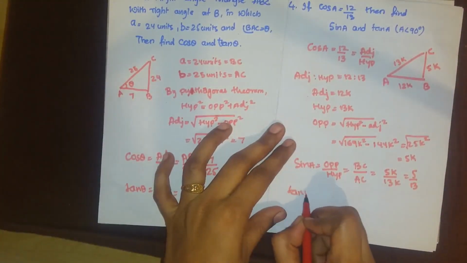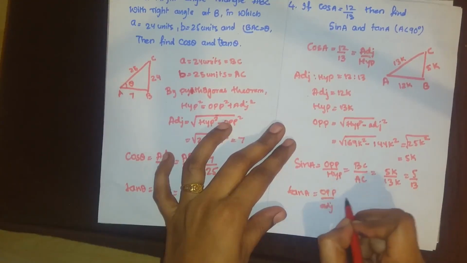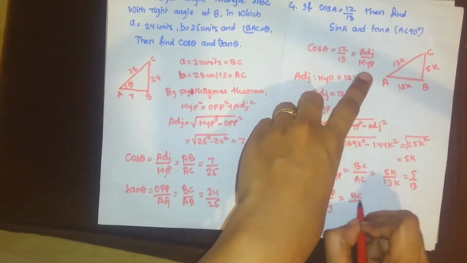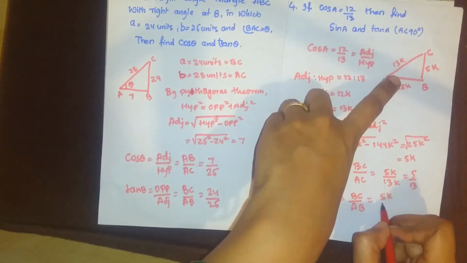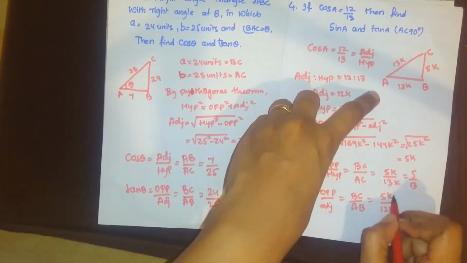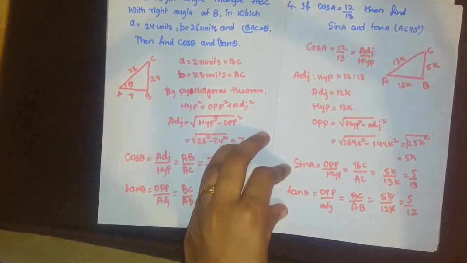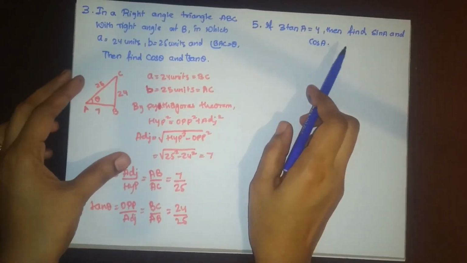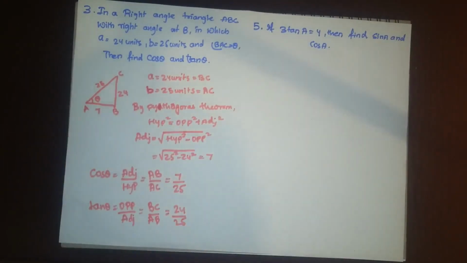And now tan A is opposite divided by adjacent, where opposite is BC and adjacent is AB. BC is 5k and adjacent is 12k. This is equal to 5 by 12. Let's move to the next problem. If 3 tan A is equal to 4, then find sin A and cos A. It is a very easy problem.